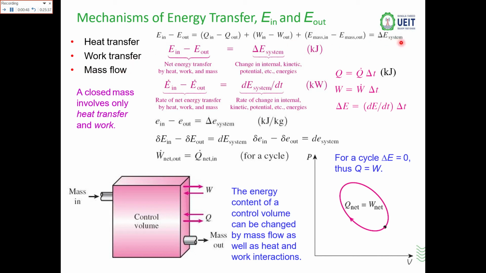So the change in total energy of a system is equal to E in minus E out, which is equal to Q in minus Q out plus W in minus W out plus E mass in minus E mass out. The net energy transfer by heat, work and mass, E in minus E out, is commonly known as delta E, and its rate is E dot in minus E dot out. How will you calculate the rate? We'll simply divide all the values on the right hand side by delta T or dt. That is basically to find the rate of change.